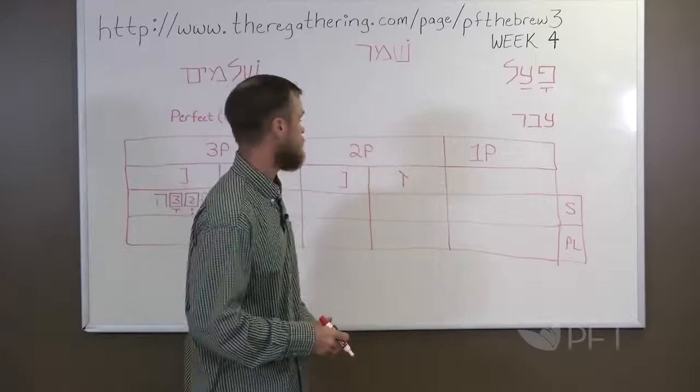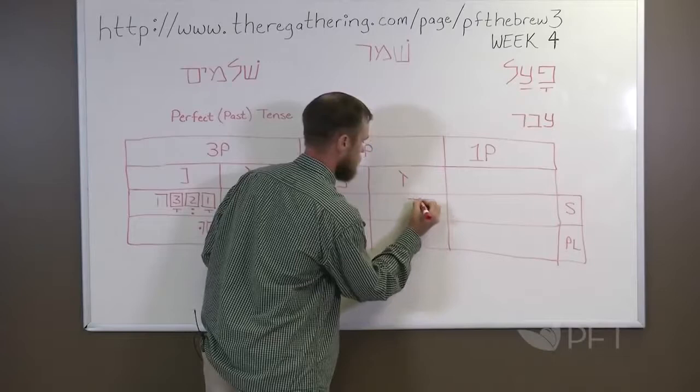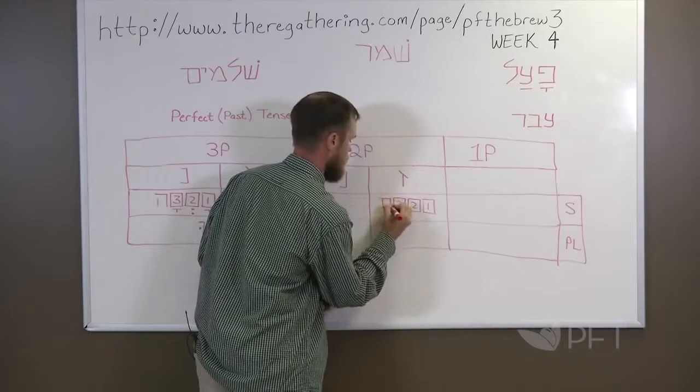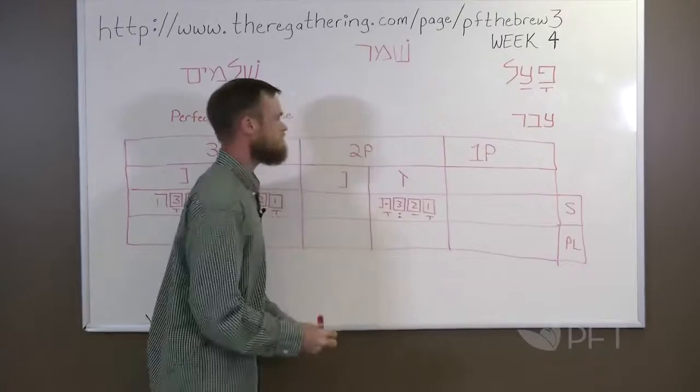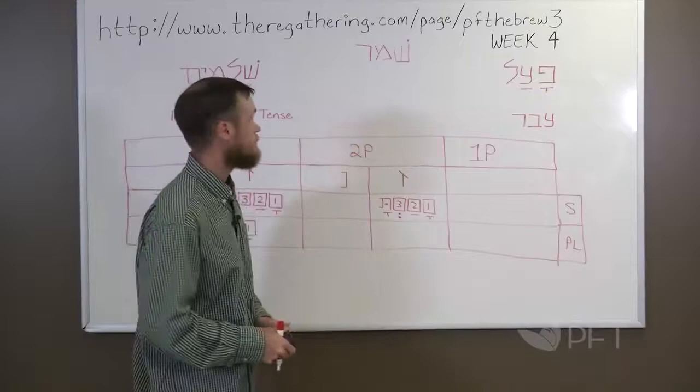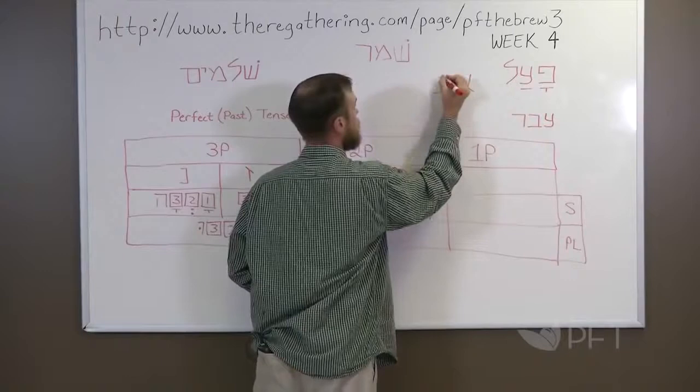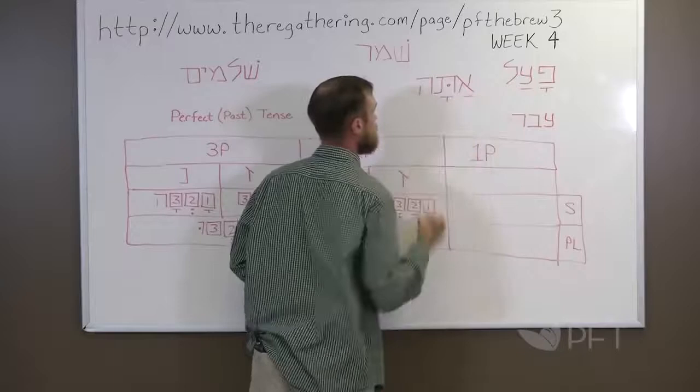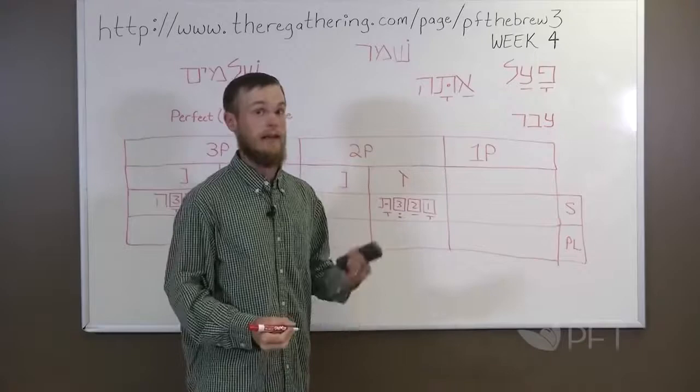All right? So in the second person, masculine singular, we've got a tav at the end with a komets underneath it. So the second person masculine singular pronoun is ata. Ata means you, if you happen to be masculine and singular. So ata shamarta.